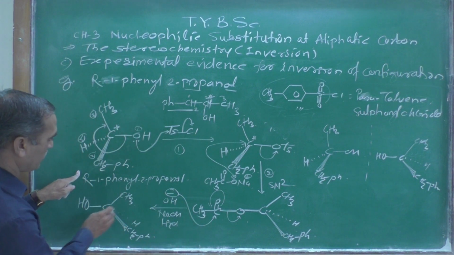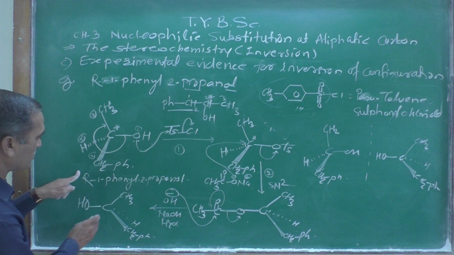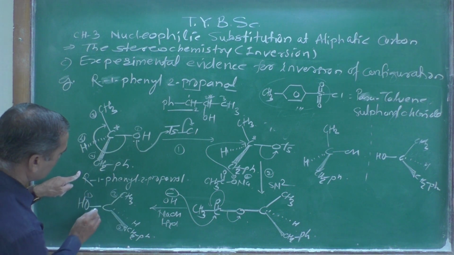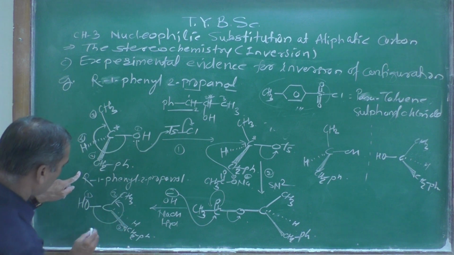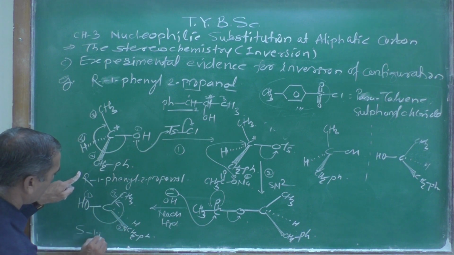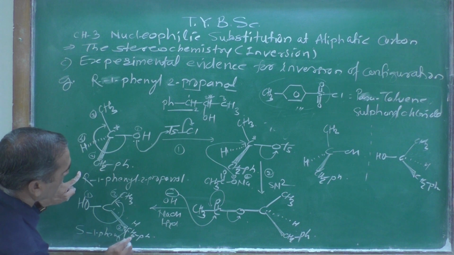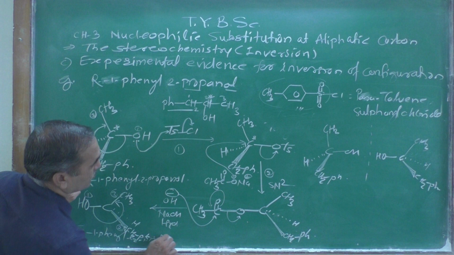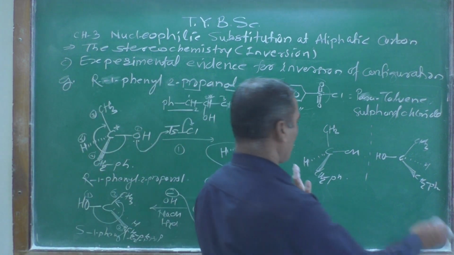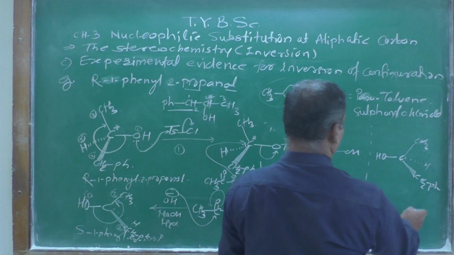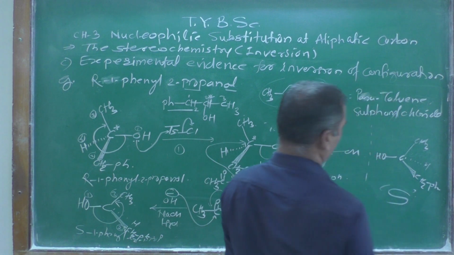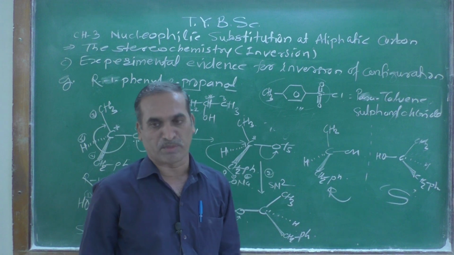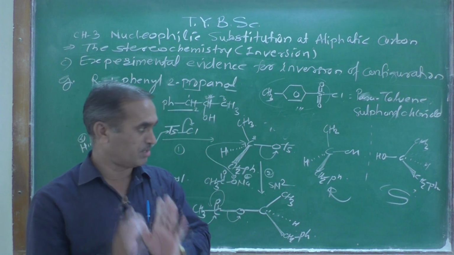Now what will be the name of this compound? The name of this compound should be, this is 1, 2 and 3. What is this? This is an S configuration. Yes, 1-phenyl-2-propanol, 2-propanol, 1-phenyl-2-propanol. Means this one having an R configuration, this must have an S configuration, and therefore they are enantiomers, means non-superimposable mirror images of each other.